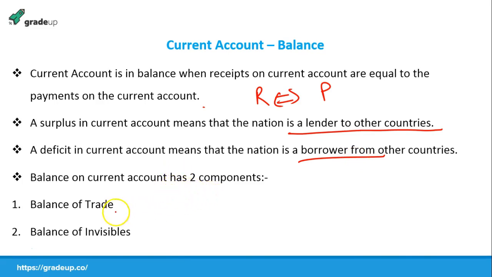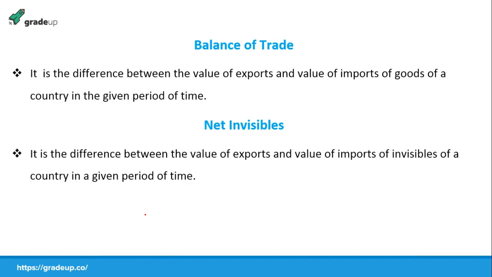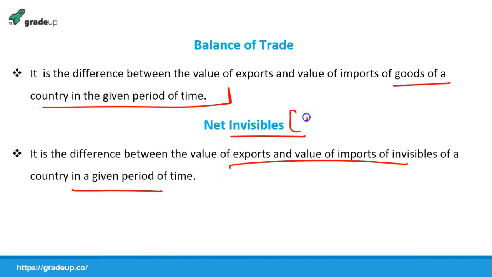Balance on current account has two components, balance of trade and balance of invisibles. Balance of trade is related only to goods. Balance of invisibles is related to services. Balance of trade is the difference between the value of exports and imports of goods of a country in a given period of time. When we are talking only about services, it is called net invisibles. So balance of trade is the difference between the import and export of goods, whereas net invisibles is the difference in the value of services only.